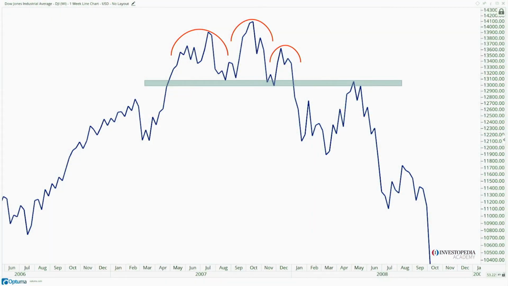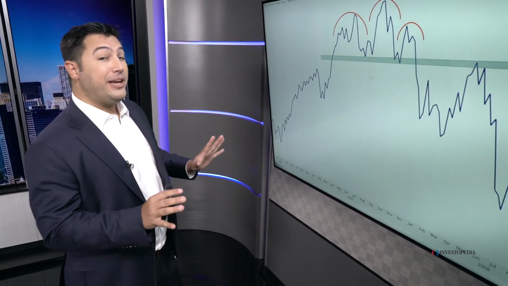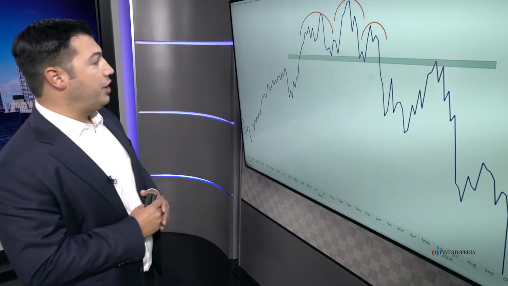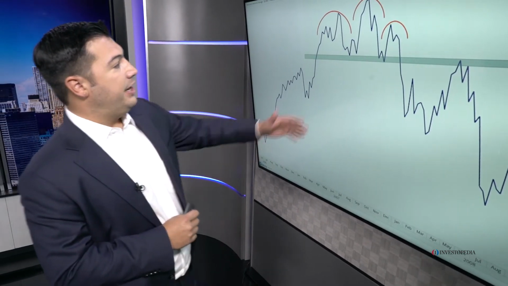Here we're going to look at an example of a head and shoulders top, one of the more memorable examples that I can think of. This is the Dow Jones Industrial Average. We're looking at a weekly line chart, okay? And this is the top in 2007, one of the most epic tops we've ever seen. Here is your left shoulder in the summer of 2007. Here's your head in the fall of that year.